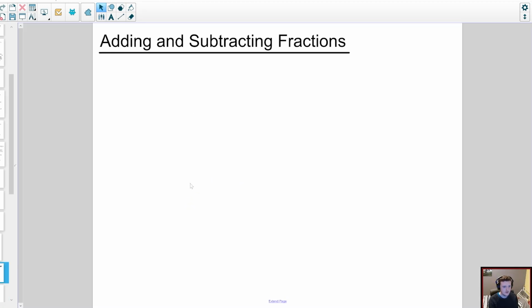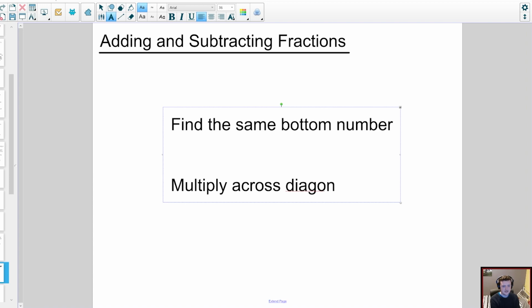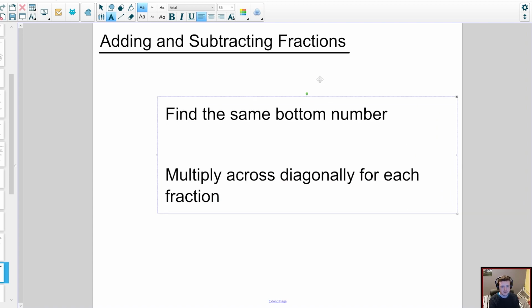Okay, moving on. Adding and subtracting fractions. This is where all the stuff sort of culminates into one method that we're going to do. So same thing again. Find the same bottom number. Okay, that's step 1. Multiply across diagonally for each fraction. And I'll explain what I actually mean right now.